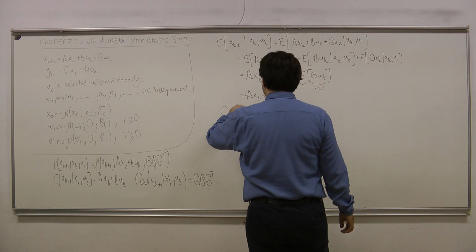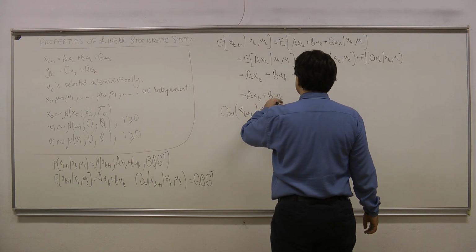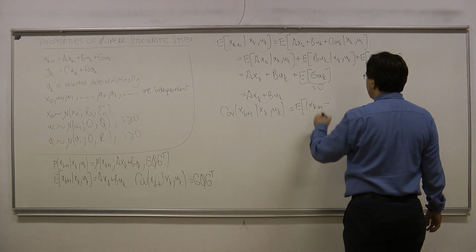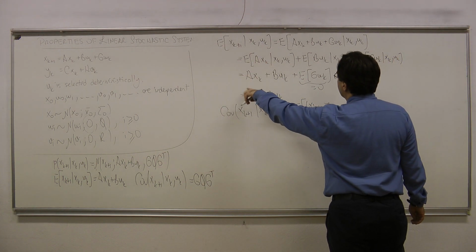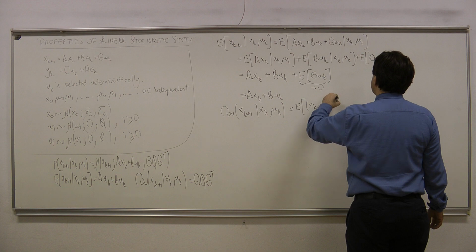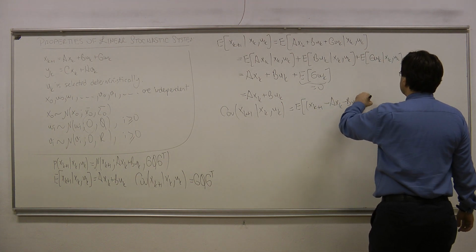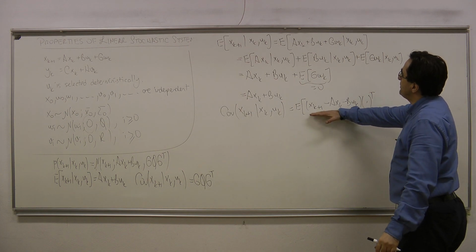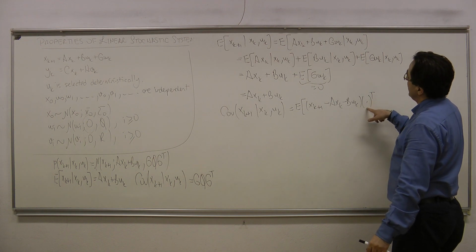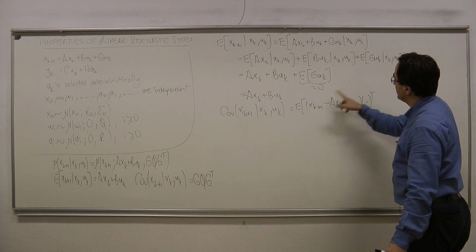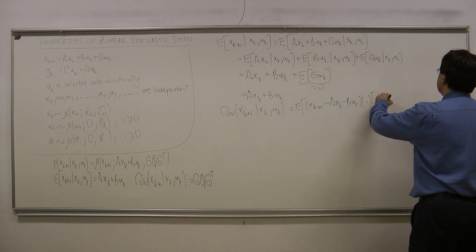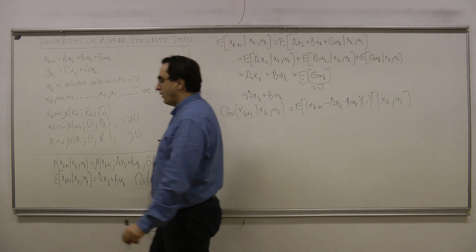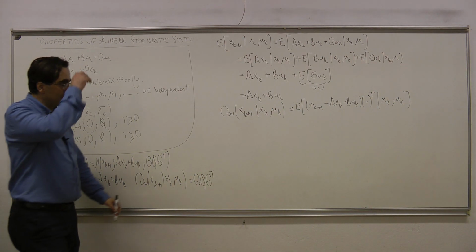Covariance of x_{k+1} given x_k, u_k is the expected value of x_{k+1} minus the conditional mean of this thing, which is A x_k plus B u_k, times the transpose of the same quantity. Sometimes, in order not to repeat the quantities, I will just write this: it means this thing on the left, transpose, given x_k and u_k. This is the conditional covariance of the state x_{k+1}.